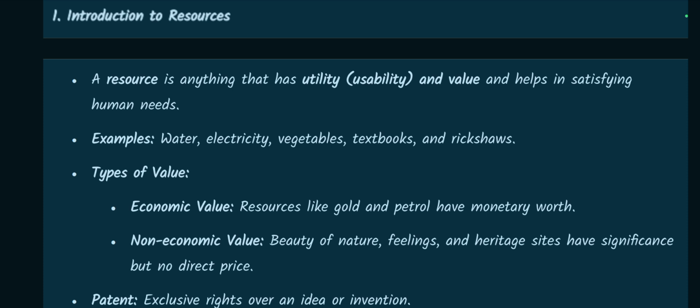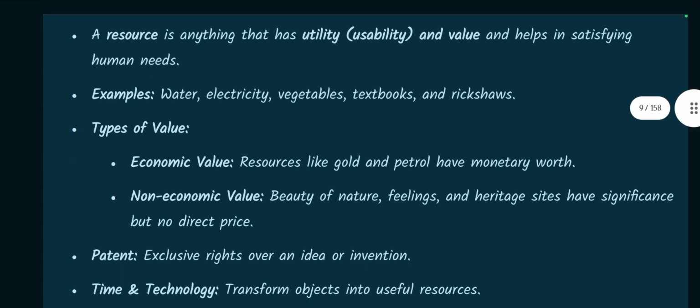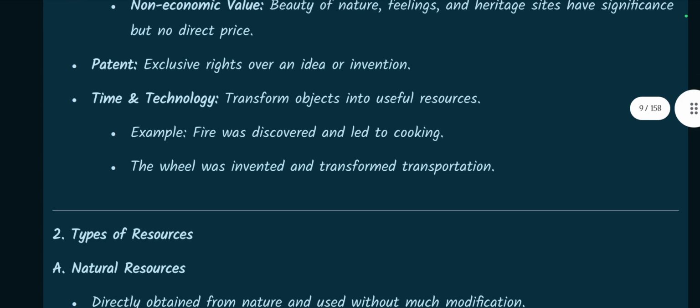Types of value. Economic value. Resources like gold and petrol have monetary worth. Non-economic value: beauty of nature, feelings, and heritage sites have significance but no direct price. Patent: exclusive rights over an idea or invention.